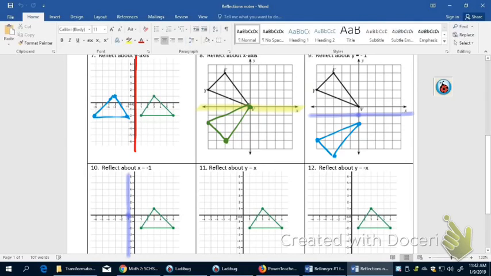Alright, so again, we're going to count those points. And just so it's easy for us to talk about them, I'm going to label them. So how far is A from the blue line? 2. So I'm going to go 2 on the other side. Maybe. There we go.